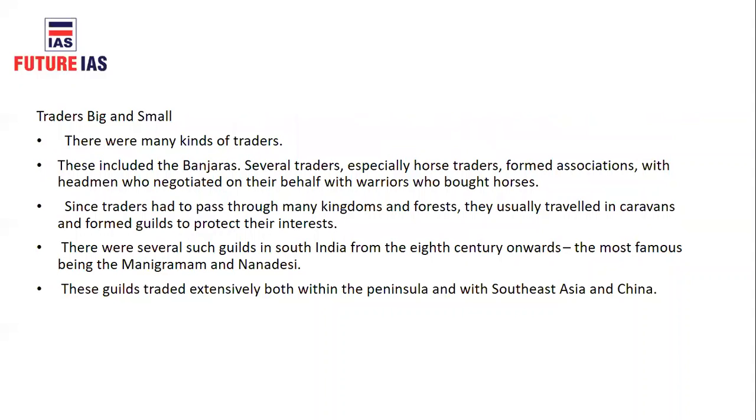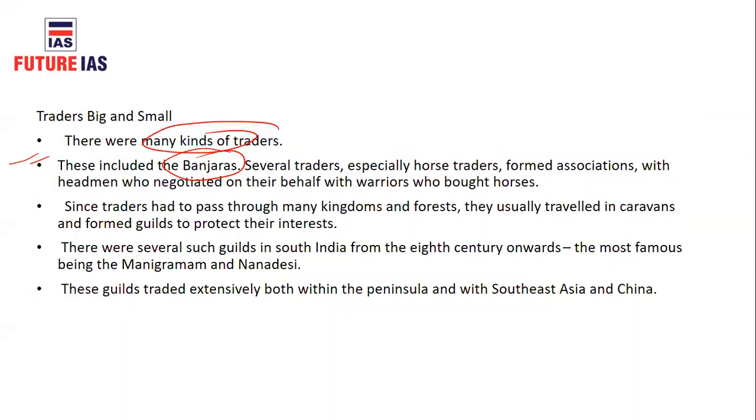These traders may be big and small, so there were many kinds of traders. For example, one such trader given in the book is called Banjaras. These Banjaras are basically horse traders. There were several traders who formed an association with headmen. These horse traders used to negotiate with the warriors, who needed the horses for fighting in war, isn't it? And there were other people who used to move in caravans, and they formed a guild.